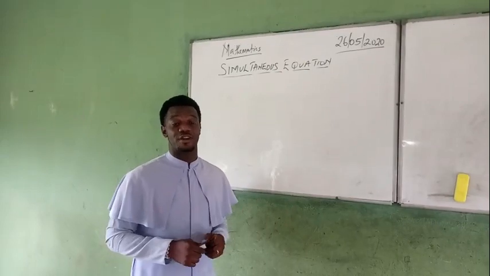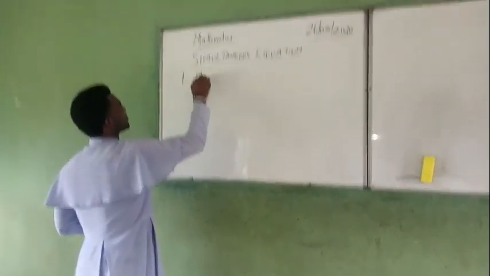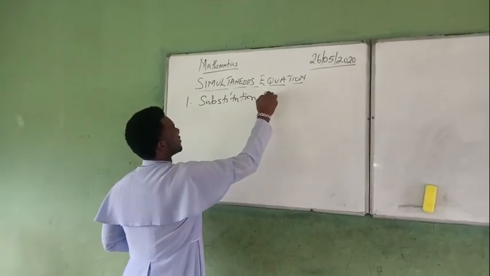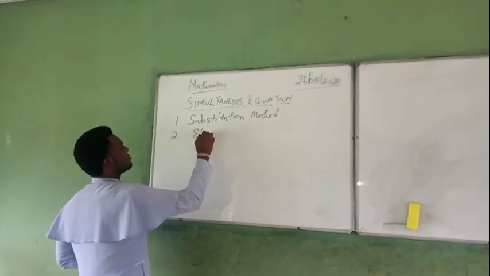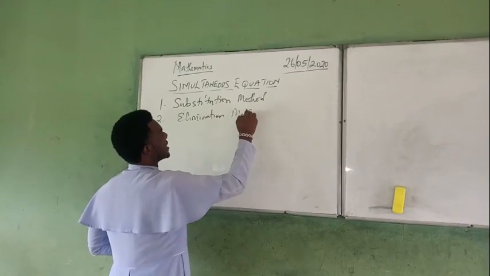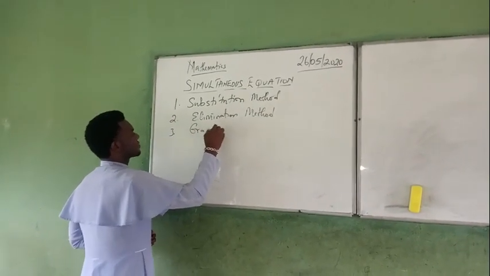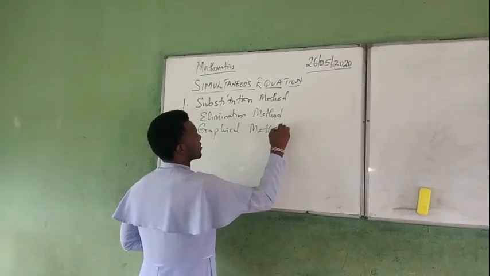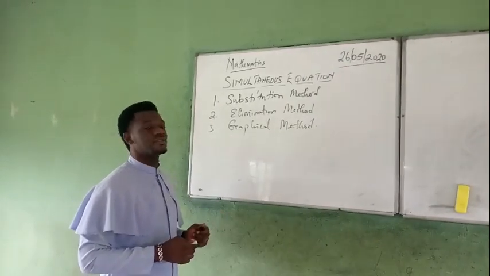We have three methods of solving simultaneous equation. Number one, we have the substitution method. Number two, we have the elimination method. Then the third one, we have the graphical method. So these are the three methods of solving simultaneous equation.